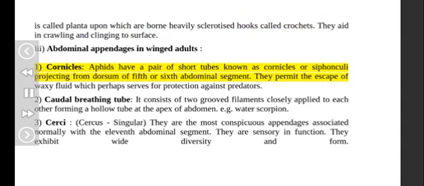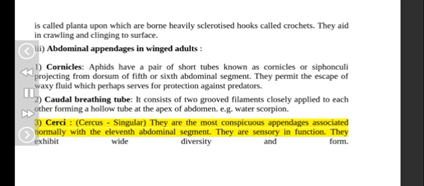1. Cornicles. Aphids have a pair of short tubes known as cornicles or siphonculi projecting from dorsum of 5th or 6th abdominal segment. They permit the escape of waxy fluid which perhaps serves for protection against predators. 2. Caudal breathing tube. It consists of 2 grooved filaments closely applied to each other forming a hollow tube at the apex of abdomen. E.g. water scorpion. 3. Cerci. Cercus, singular.